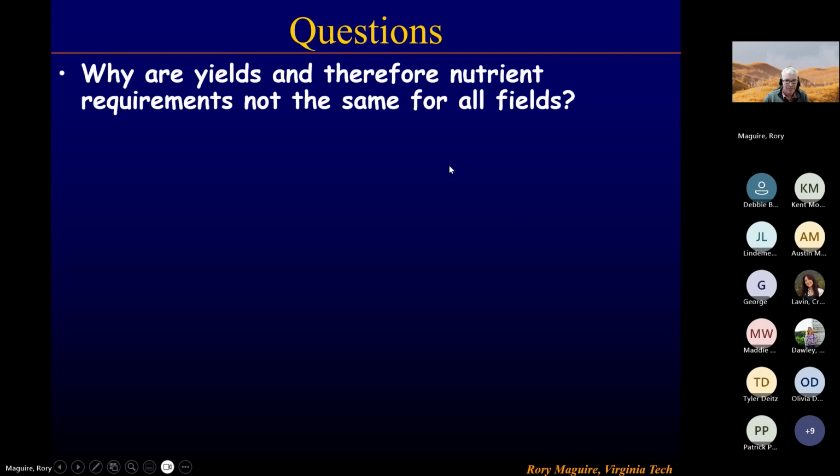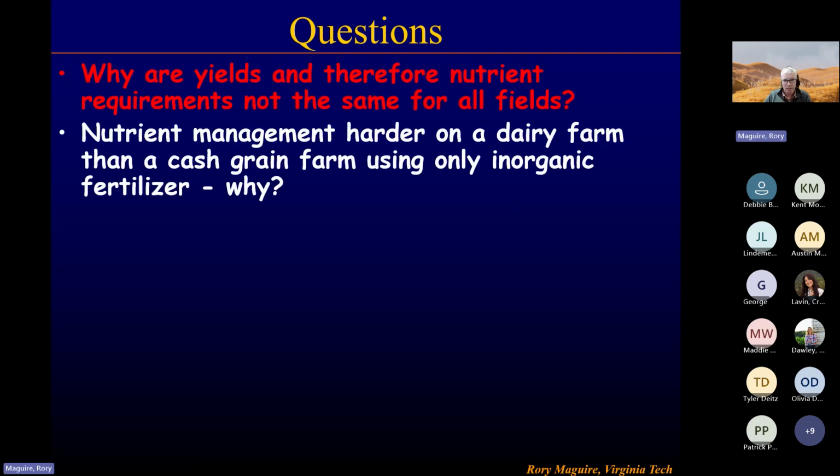Yep. So second question: nutrient management is harder on a dairy farm than a cash grain farm using only inorganic fertilizer. What is it about manure that makes management so much harder in terms of nutrient management? Right out of the gate, we have someone saying it's harder to measure and time the amount of nutrients going into a dairy farm compared to a grain farm. Yeah, measuring it. When you buy a bag of fertilizer, it has been analyzed, so you know exactly.